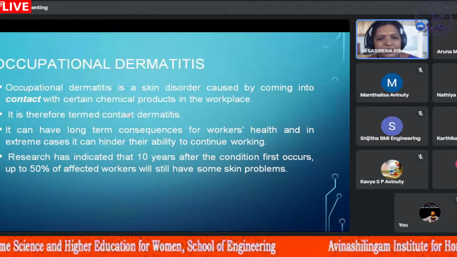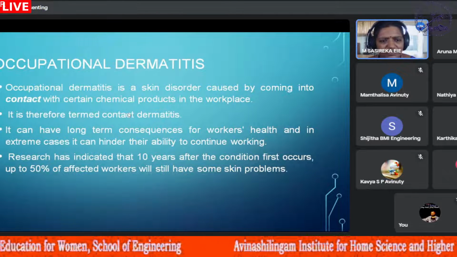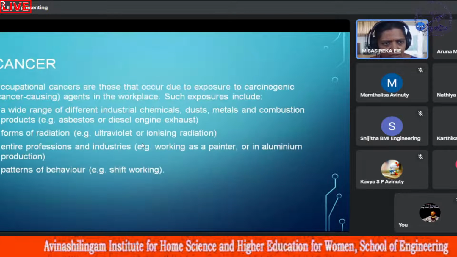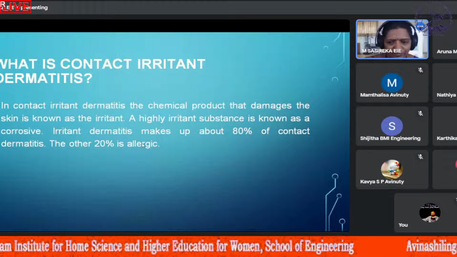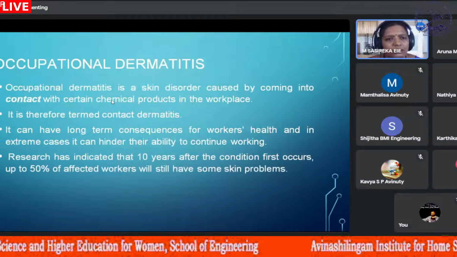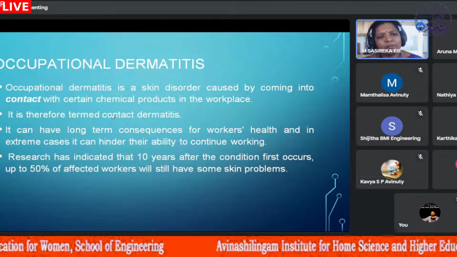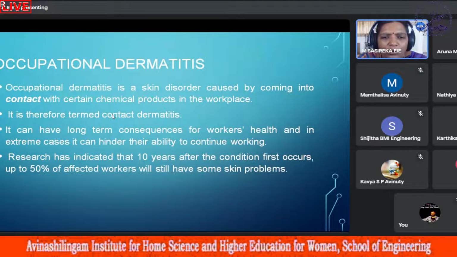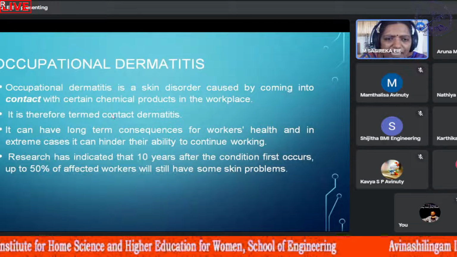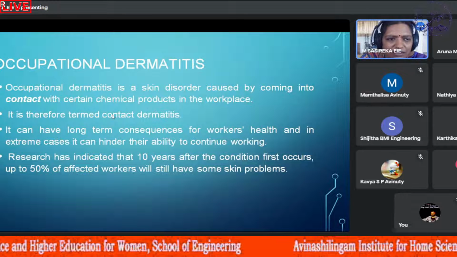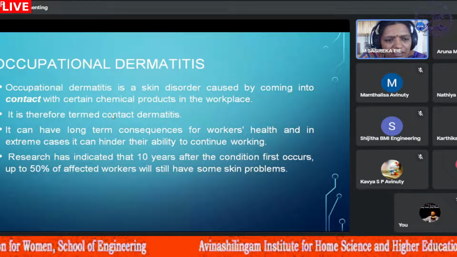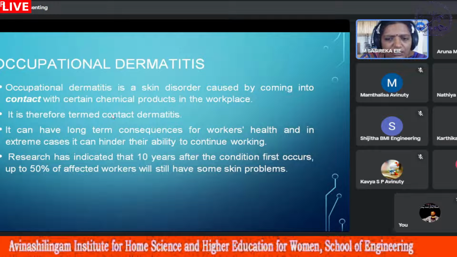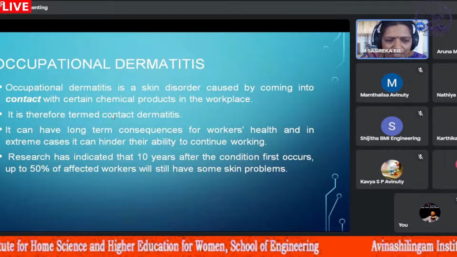Now, occupational dermatitis. For the earlier diseases I have gone in depth; for the others I'll just give some introduction. Dermatitis is a skin disorder. If you are in continuous contact with chemical products, they will damage your skin. That we call occupational dermatitis. This comes under the contact type, and it occurs in workers who are continuously working with these chemicals.